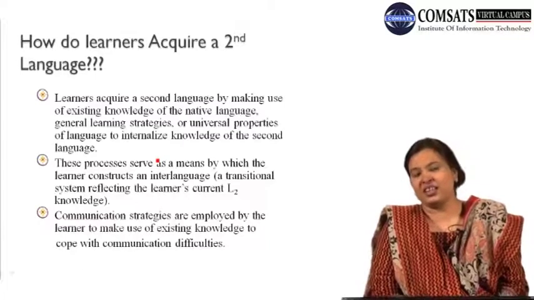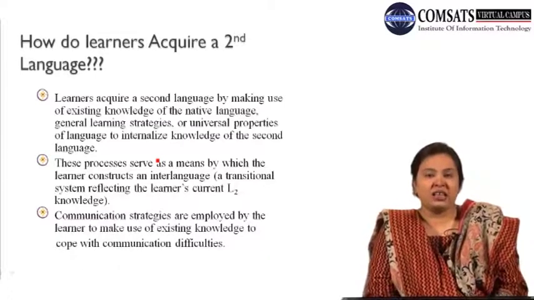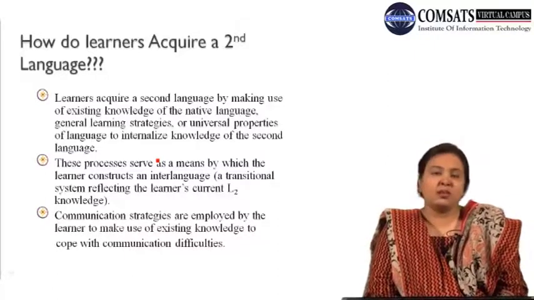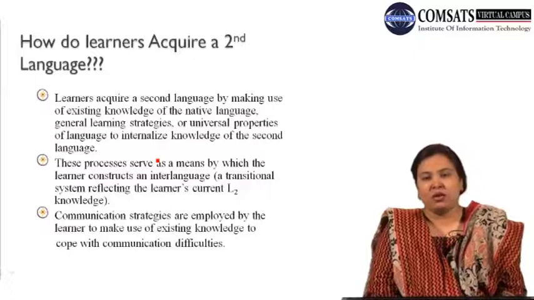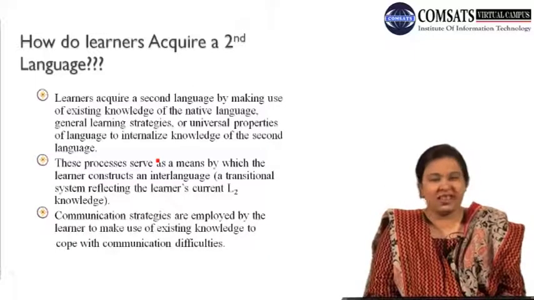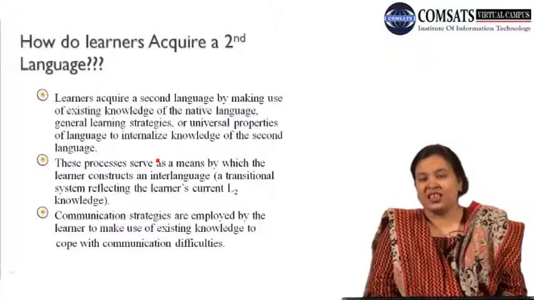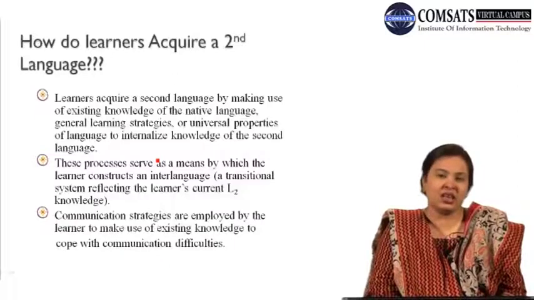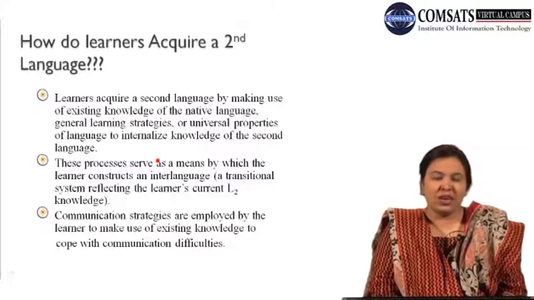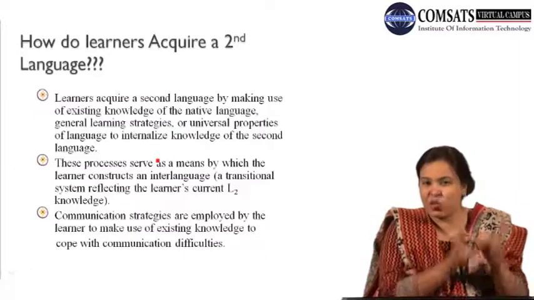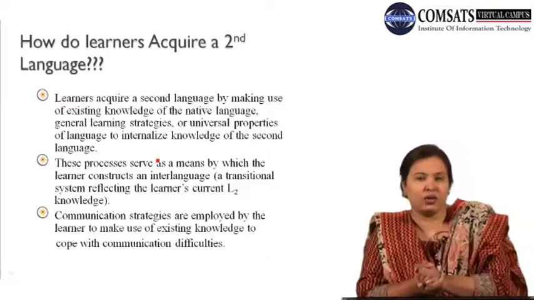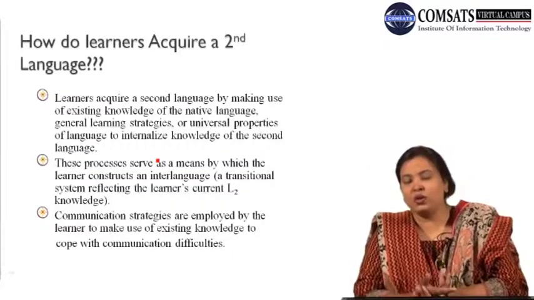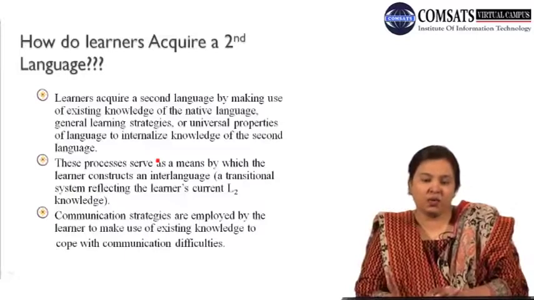Now the question that arises here is how learners acquire a second language. The simplest answer is that they acquire the second language the way they acquire the first language. But it does not happen. As you have seen, in second language learning we have a lot of issues raised by different linguists and researchers. So what is the difference between learning a first language and learning a second language? And when we learn or acquire a second language, what do we do? How do we learn a second language?